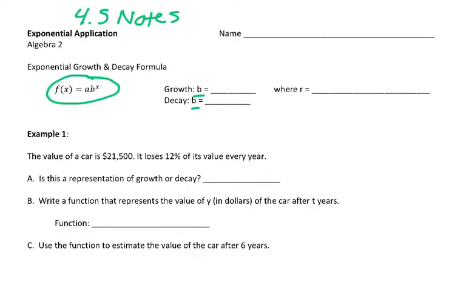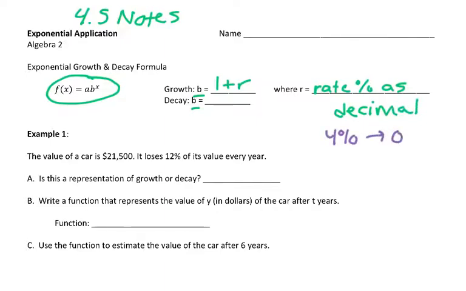So for growth, you're going to take 1 plus the rate, where r is your rate percent, but it's as a decimal. So for example, 4% would equal 0.04, because we're moving that decimal that would have existed back twice. Okay. So then we also have decay, and decay is actually going to be 1 minus the rate. Alright, and so it's just a little bit different of just having an A and a B, but we are talking about growth or decay.